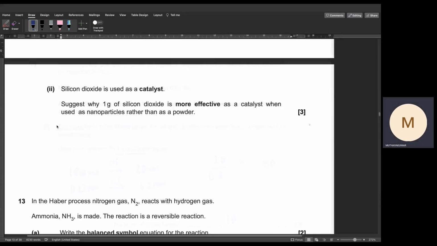Part II, silicon dioxide is used as a catalyst. Suggest why 1 gram of silicon dioxide is more effective as a catalyst when used as a nanoparticle rather than a powder. So we're comparing the same mass, but the nanoparticle version rather than a powder. So first point, 3 marks. A nanoparticle or nanoparticles have a greater surface area to volume ratio than powders. So nanoparticles, that will be our first point.